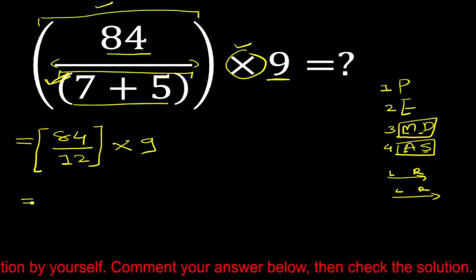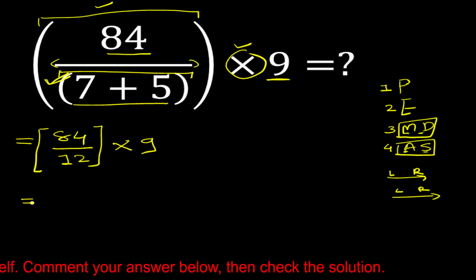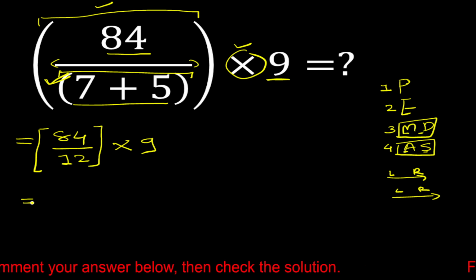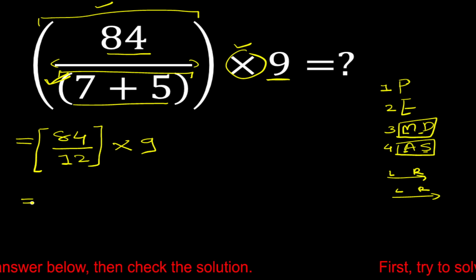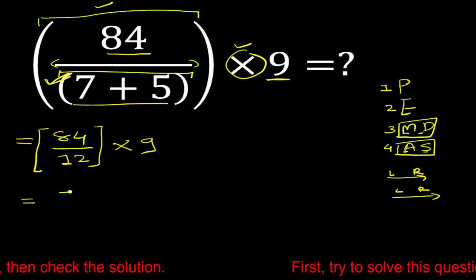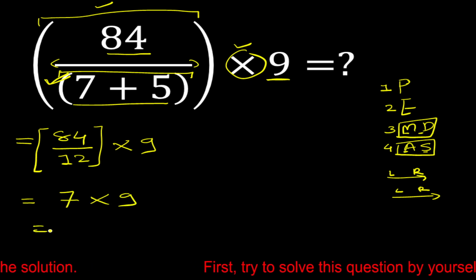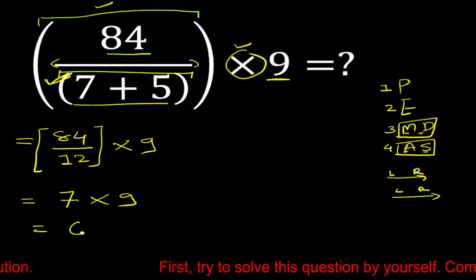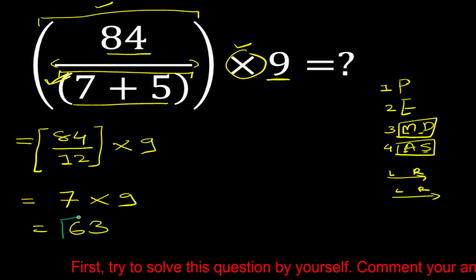So now 84 divided by 12 is equal to 7. Okay. 7 multiply 9. So now 7 multiply 9 is equal to 63. Okay. So the correct answer is 63.